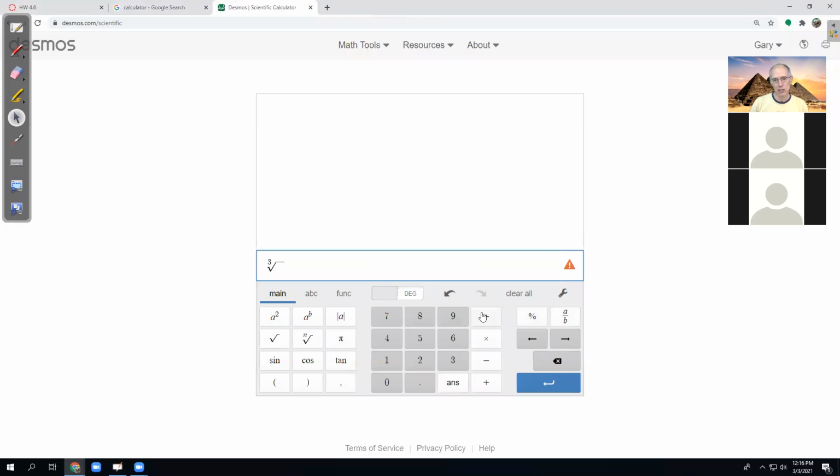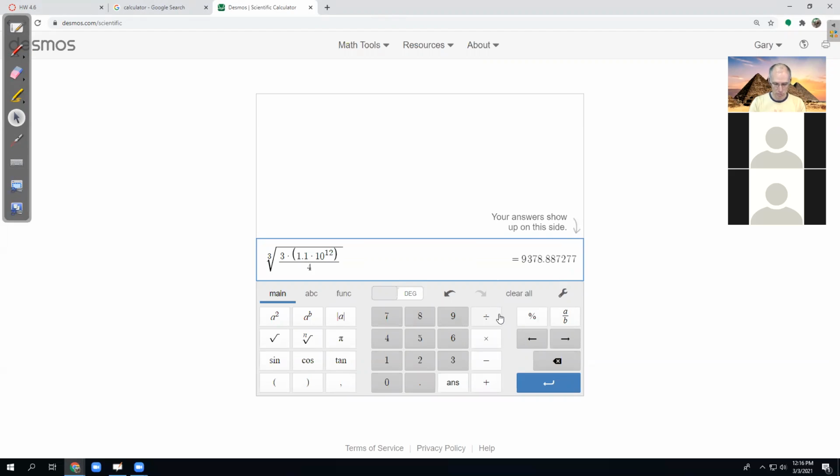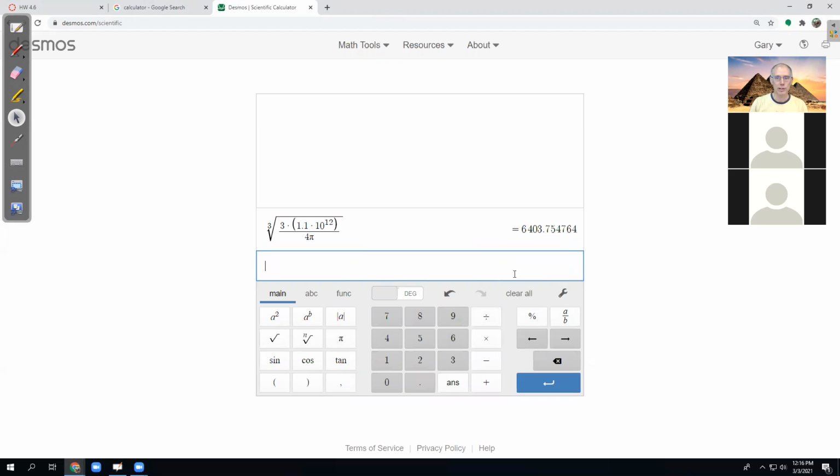So that's either the fraction button or the division button. And then in the top here, I have 3 times, to be safe, I could use parentheses, 1.1 times 10 raised to the 12th, and then close the parentheses. And the bottom should just be 4 times pi, yeah, 4 pi. And I get the same answer that my Google calculator said. Good, I did it right.